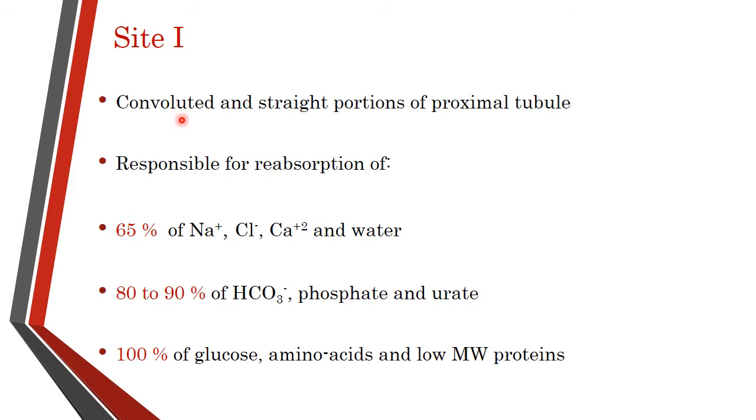Site 1: the convoluted and straight portions of the proximal tubule. Site 1 is responsible for the reabsorption of 65% of sodium, chloride, calcium and water, 80 to 90% of bicarbonate, phosphate and urate, and almost 100% of glucose, amino acids and low molecular weight proteins.